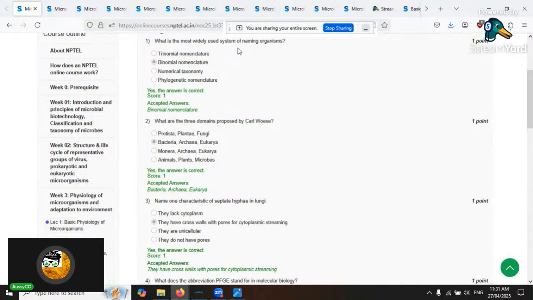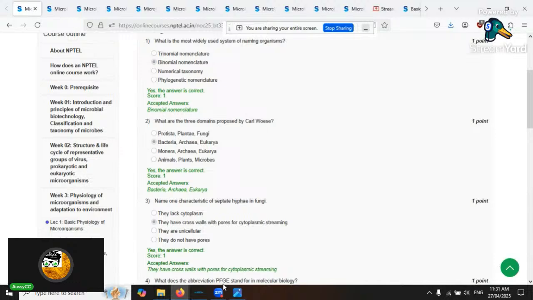What's the most widely used system of naming organisms? Binomial nomenclature. What are the three domains proposed by Carl Woese? Bacteria, archaea, eukarya. Name one characteristic of aseptate hyphae in fungi. They have cross walls with pores for cytoplasmic streaming.